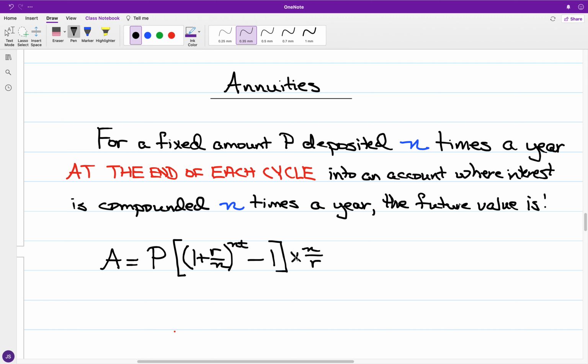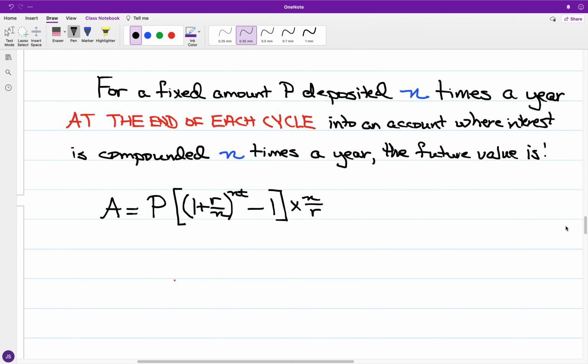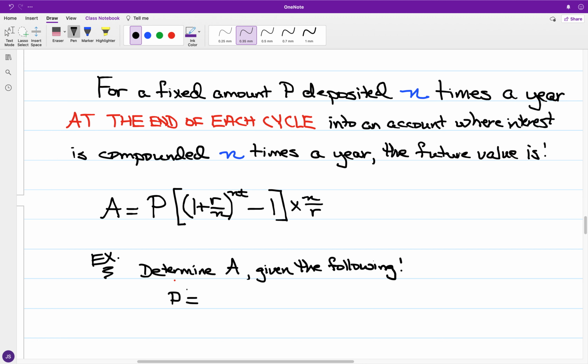Okay, and now for what we have in this one, this is going to be the minimum side, and looking at things from a conservative estimate, this is going to be a regular annuity formula. And this is going to be at the end of each cycle. And now, let's take as an example, if I'm looking at determining A, given the following, with the numbers. We'll just look at it from a monthly perspective.